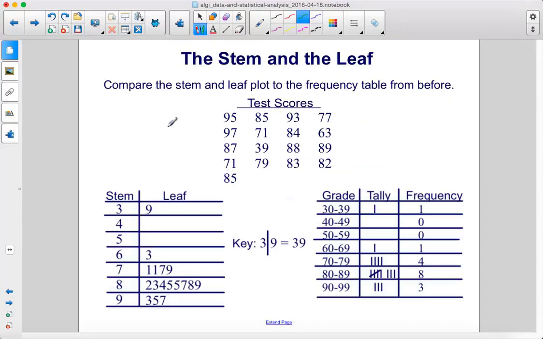Compare the stem and leaf plot to the frequency table from before. So these are equivalent. These both show this data. However, you can see that the stem and leaf plot is much more efficient and it looks a lot cleaner. We don't have to have all of these ranges written out because we have these numbers here that are in the tens digit. And we don't need a tally or a frequency because we have all of the data right here. We see that this one has the highest frequency because there's 8 numbers here. So all of the information that's here is also here, but much cleaner.